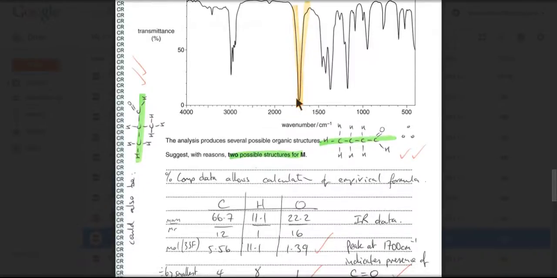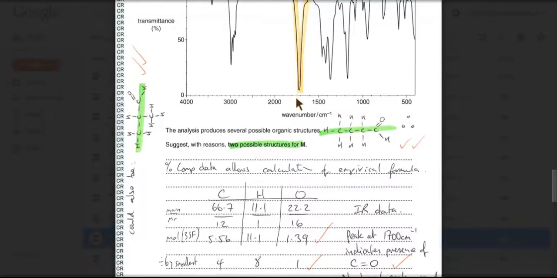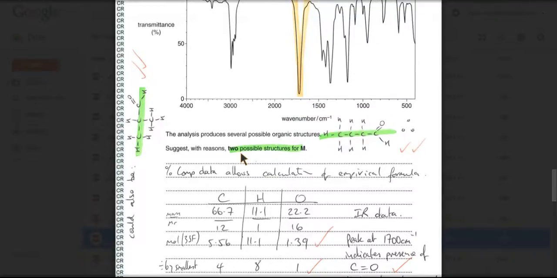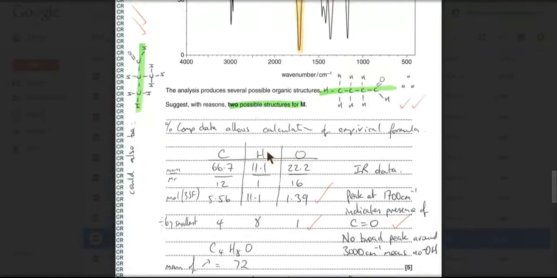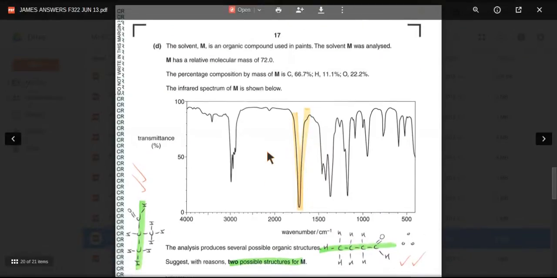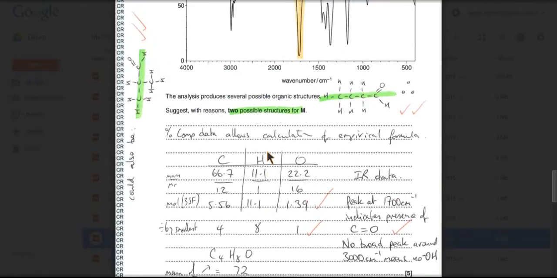So suggest with possible reasons 2 possible structures for M. Well, I've just said it could be an aldehyde or a ketone, so that's why there's 2 possible structures, I'm guessing. Let me just, yeah, sorry about the gap there.